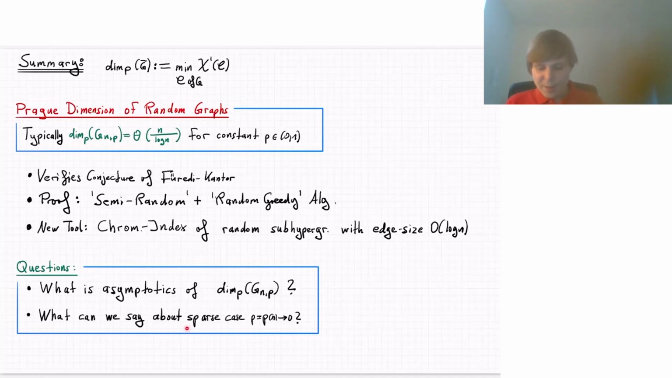Note that here I'm saying we're looking at the sparse case, but if you remember, the Prague dimension was defined in terms of the complement of the clique covering index. So in reality, the sparse case of the Prague dimension corresponds to the super dense case of this clique covering index, where the edge probability tends to 1. And in that case, the way we get our upper bound, those tools break down. So we didn't look too much into that, but maybe there's also something interesting to be seen there.